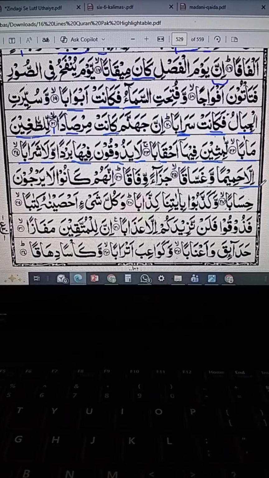Illa, we have to stretch it because alif madda is here. As I told you, the definition of alif madda: when there is a zabar before alif, it will become alif madda. Illa hamimaw wa ghassaqa, not hamimaw. We have to stretch it because ya madda is here. The definition of ya madda: when there is a zair before ya sakina. This is ya sakin. Before ya sakin, there is a zair. We have to stretch it.